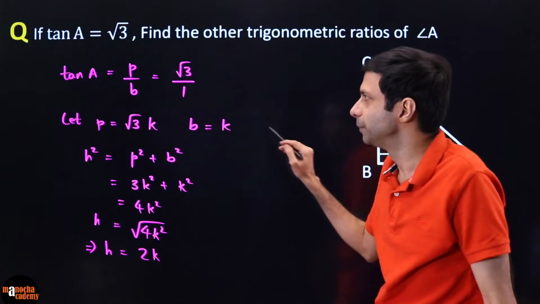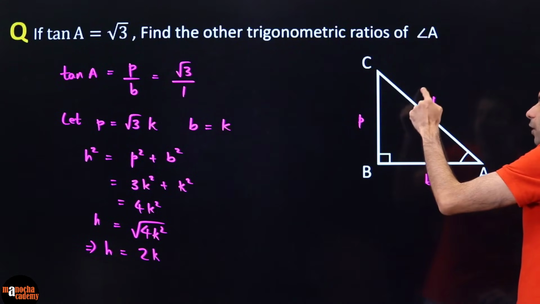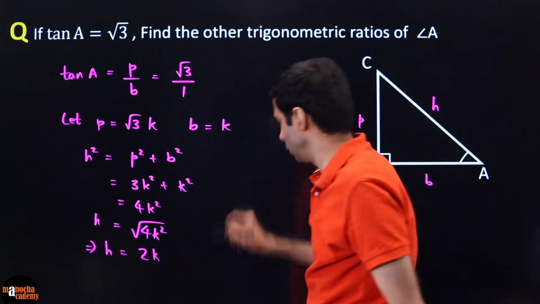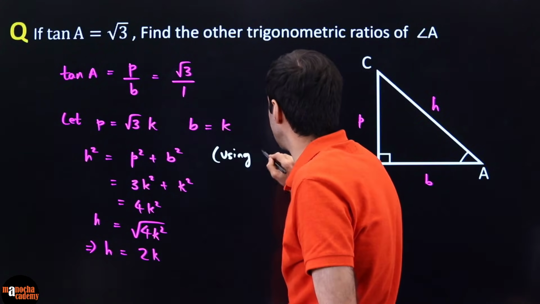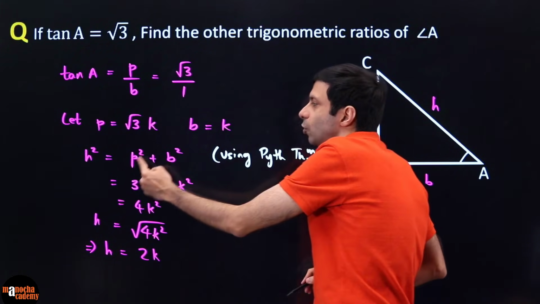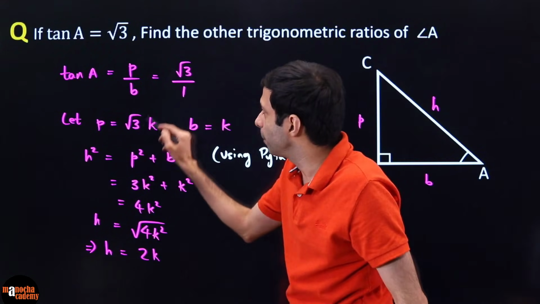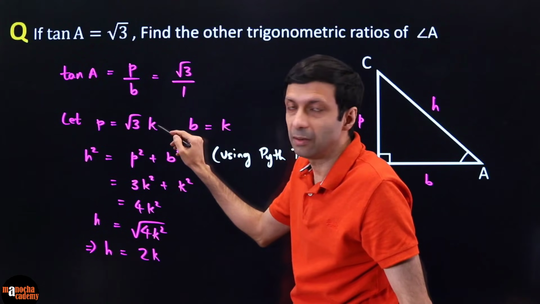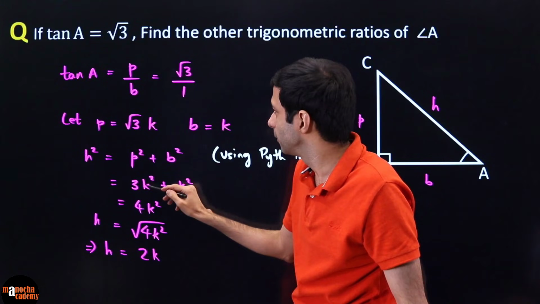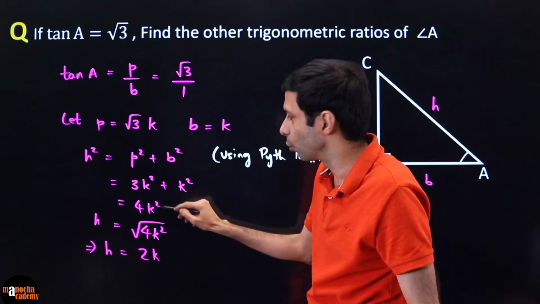So till here it is clear. Now you know the perpendicular and base. To find all the ratios, you need the third side. Apply Pythagoras theorem. What does Pythagoras theorem tell us? Hypotenuse square is perpendicular square plus base square. Now go and apply it over here. What is perpendicular square? Root 3k whole square is what? Root 3 square, 3, k square. B square is k square. Add it up, 3k square plus k square, 4k square.